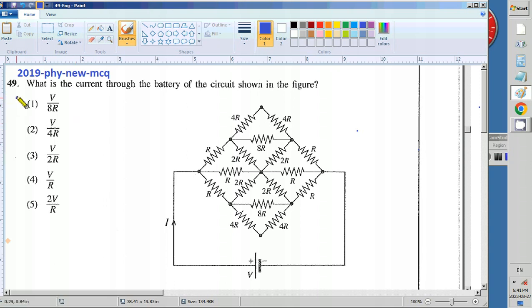Children, today I am going to discuss question number 49 from the MCQ part of the 2019 Physics new syllabus paper. What is the current through the battery of the circuit shown in the figure? Through the battery, so this current, they have marked it here, that's what we have to find out in terms of V and R. So let us try to solve this problem.